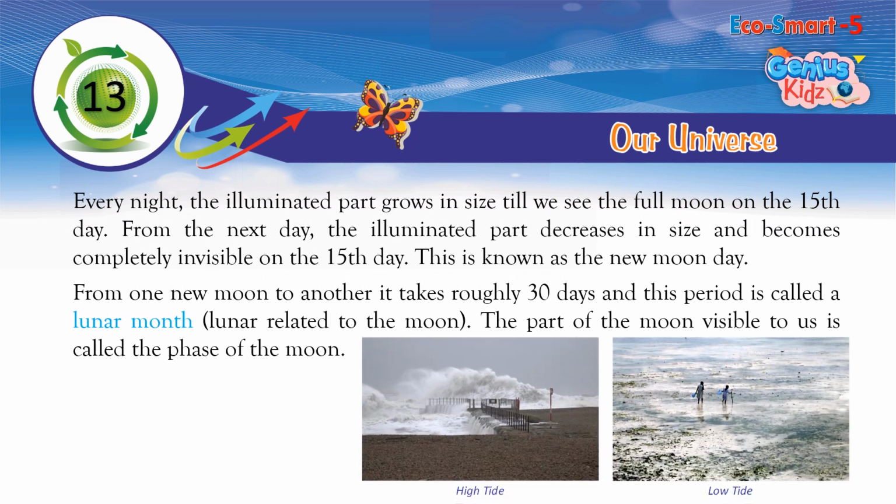Every night, the illuminated part grows in size till we see the full moon on the 15th day. From the next day, the illuminated part decreases in size and becomes completely invisible on the 15th day. This is known as the new moon day. From one new moon to another, it takes roughly 30 days, and this period is called a lunar month, lunar related to the moon. The part of the moon visible to us is called the phase of the moon.